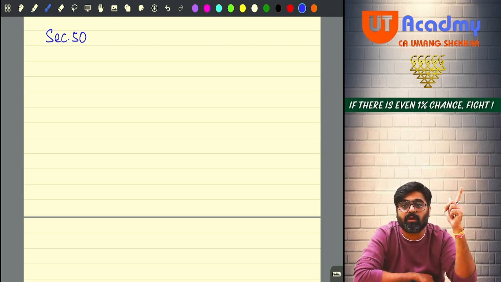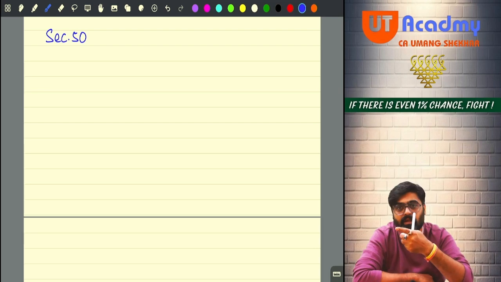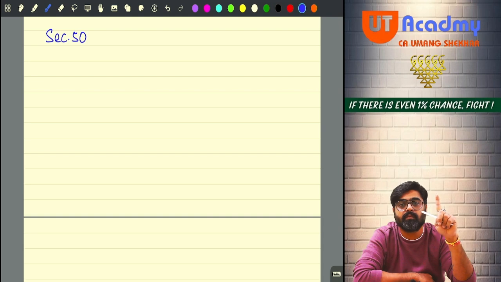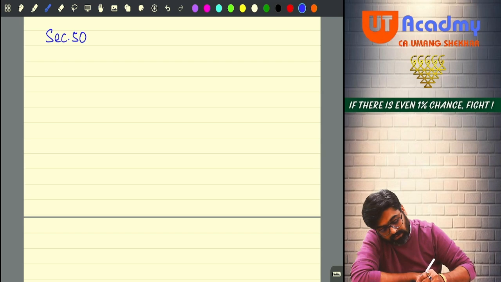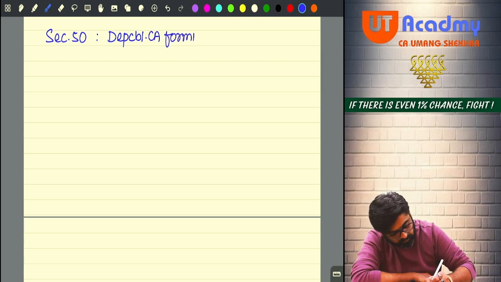Claim depreciation, yes or no? And if you are coming to section 50, no period of holding needs to be tested. The resulting gain will always be short term, and indexation benefit will never be available. The resulting gain or loss will always be short term, taxable at normal rates. And how those calculations are done, we have already seen. One question also we have solved. So section 50 talked about depreciable capital assets forming part of a block.